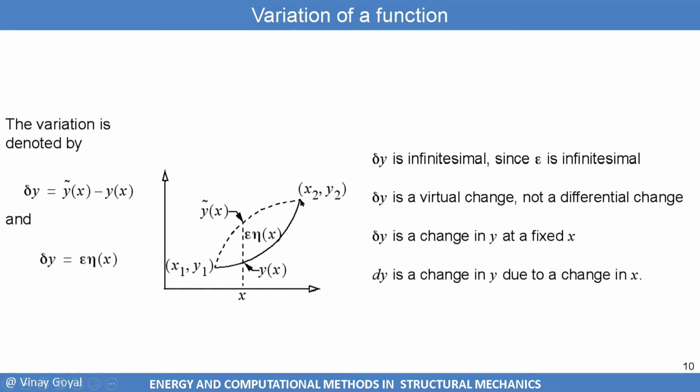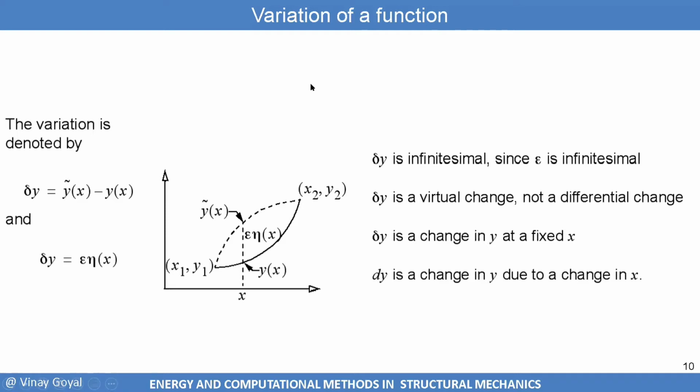What happens when I get to these endpoints? What happens to del y? Becomes 0. Yes, it becomes 0. So notice how at the location where I specify the boundary conditions, it vanishes. This del y vanishes. That's going to become very important when I cover subsequent theories.